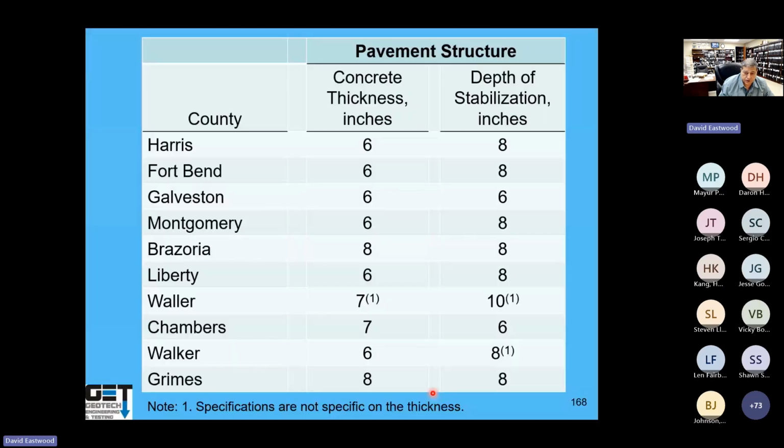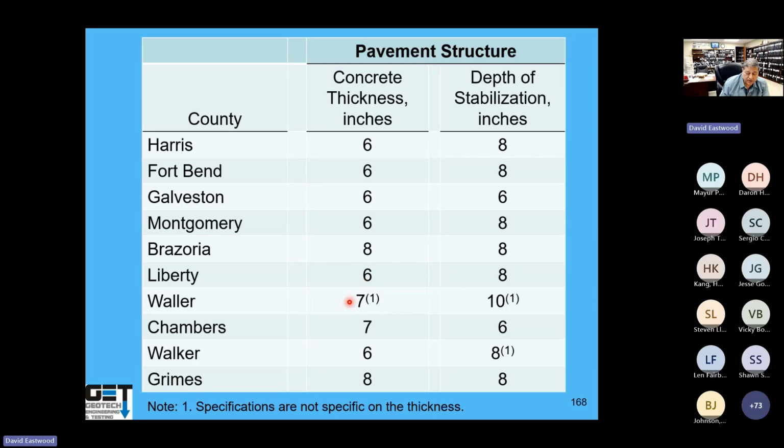So for typical subdivision streets, you go around the counties. Harris County requires 6-inch concrete, 8-inch stabilized subgrade. Fort Bend is 6-inch, 8-inch stabilized subgrade. Galveston County, 6-inch concrete, 6-inch stabilized subgrade. Montgomery County, 6 and 8. Brazoria County is 8 inches and 8 inches of subgrade. Again, Brazoria County is pretty conservative.